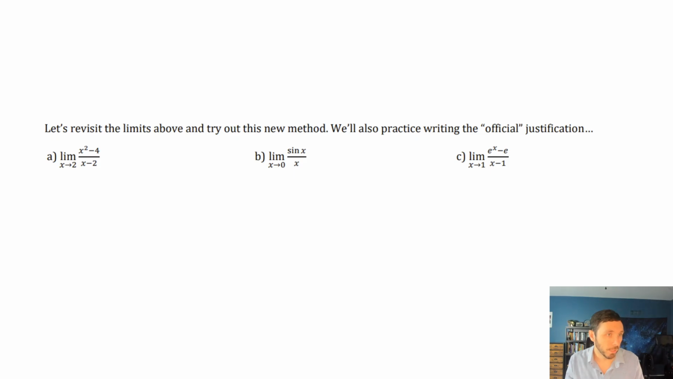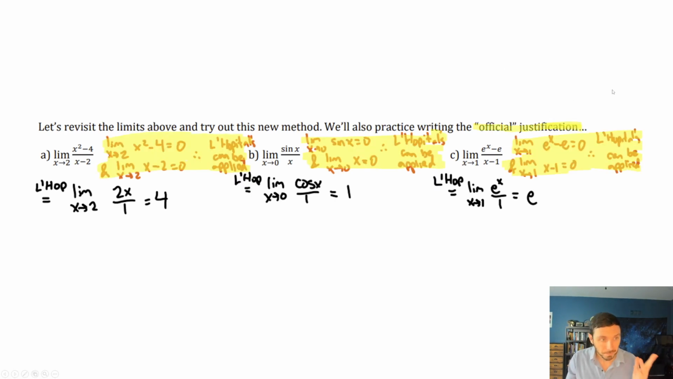Okay, so let's revisit the problems that we did in the warm-up, but this time we're going to use this new methodology. I'd like for you to take the derivative of the top and derivative of the bottom and then compute the limit of that new expression, essentially. I'll show you what the official justification will look like for this right now. So 3, 2, 1. Here it is.